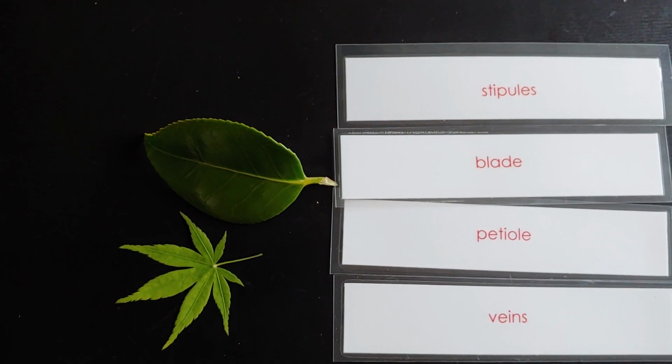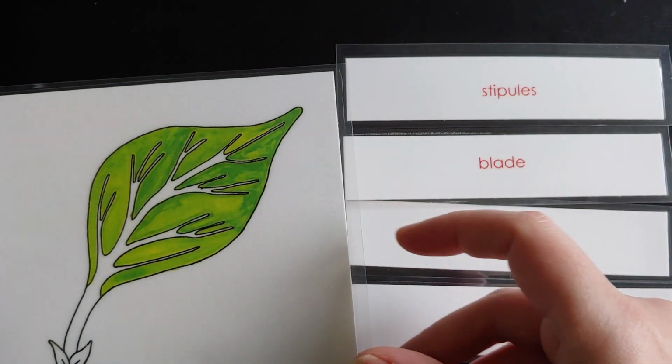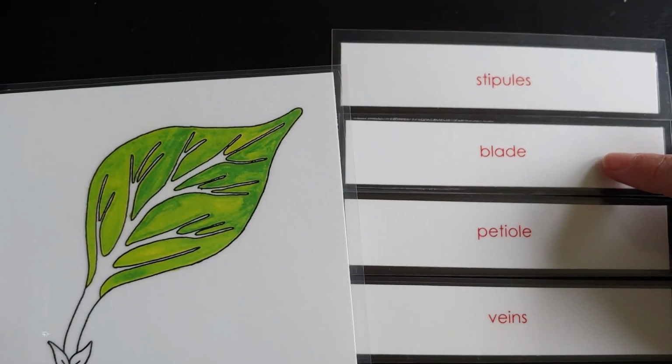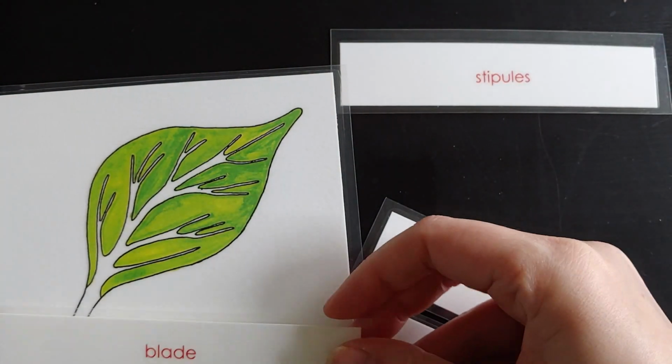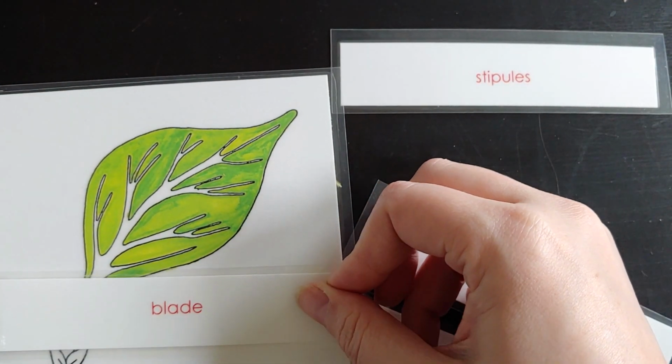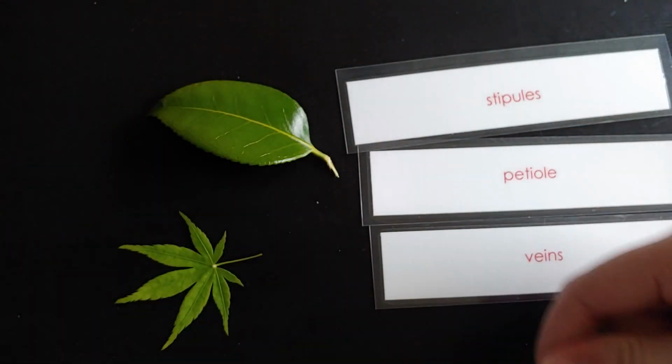These will not be in order. Let's think about this picture. What is this a picture of? Stipules, blade, petiole, or veins? This right here is the blade. It's the main green leafy part of the leaf.